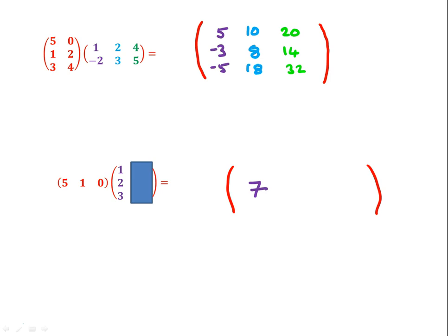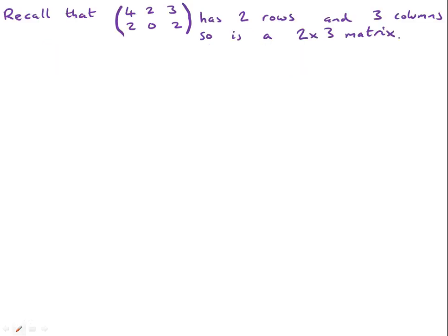And now I can block off column 1 of the second matrix and concentrate on column 2 of the second matrix. 5 times minus 2 plus 1 times 0 plus 0 times 4 gives me minus 10. So my answer for that matrix multiplication there is 7 minus 10.